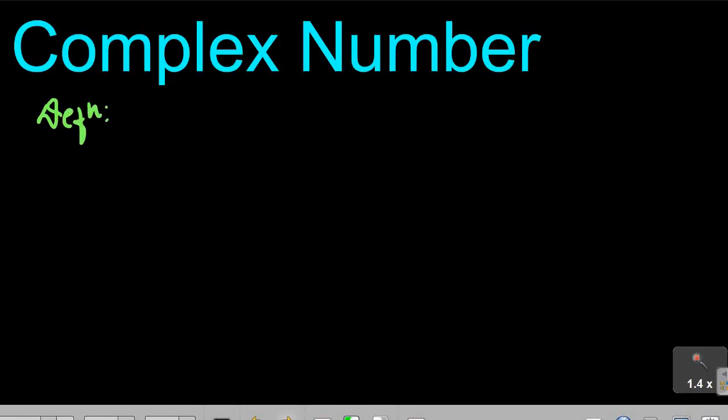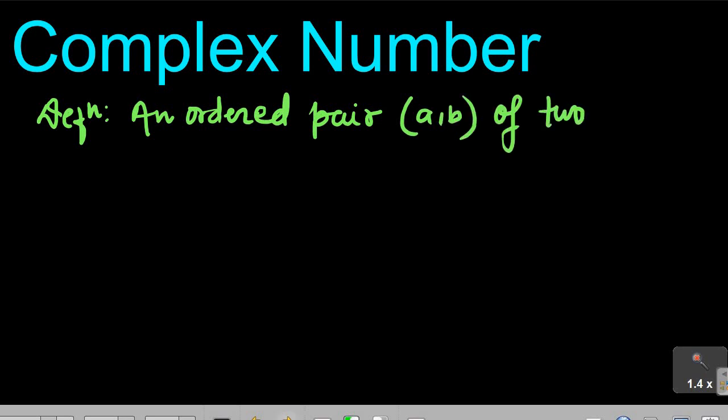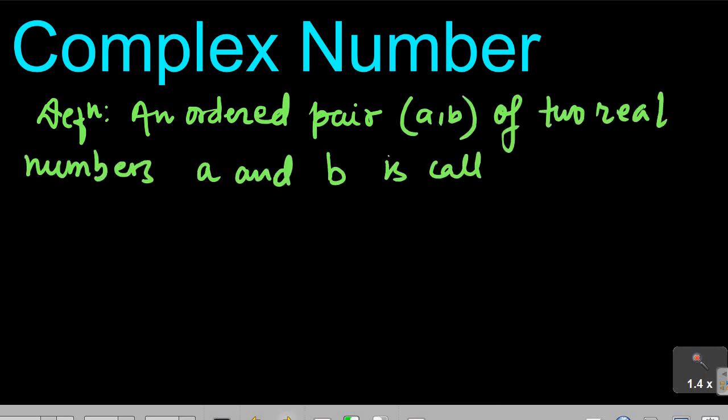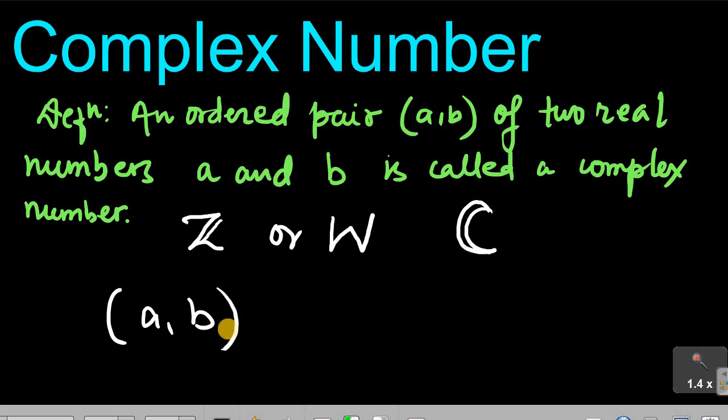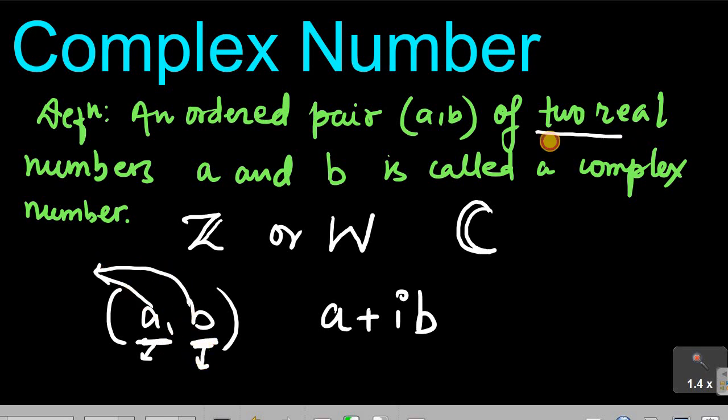Okay, so if you define a complex number, then an ordered pair (a, b) of two real numbers a and b is called a complex number. A complex number is generally denoted by z. In some countries we say it as z or w, and we denote the set of complex numbers by double-stroke C. It is to be noted that the ordered pair (a, b) can also be written in algebraic expression form as a plus ib, where a is the real part of the complex number and b is the imaginary part. Remember, a and b are two real numbers, and real part and imaginary part are their positions.